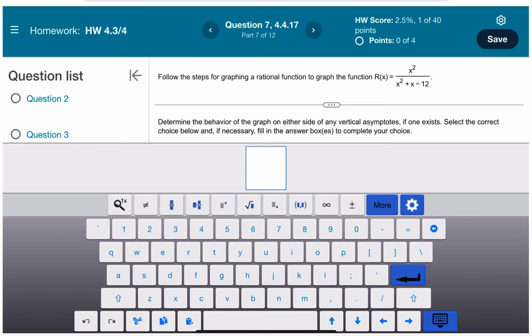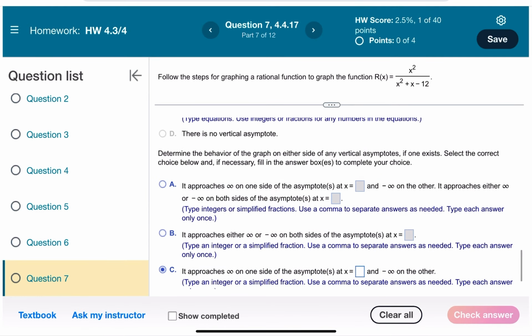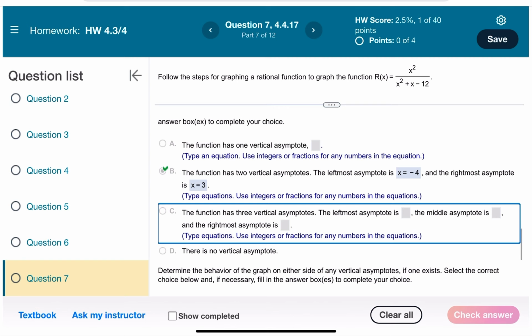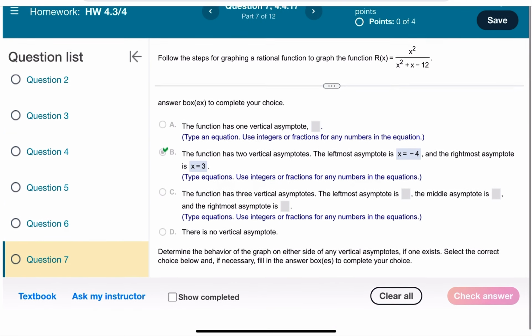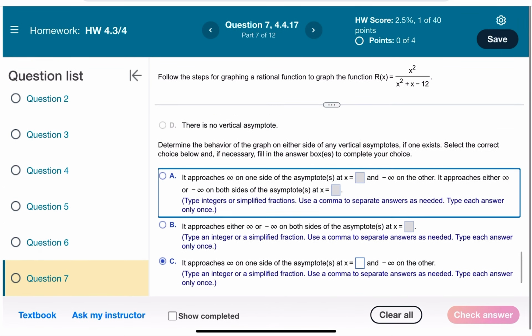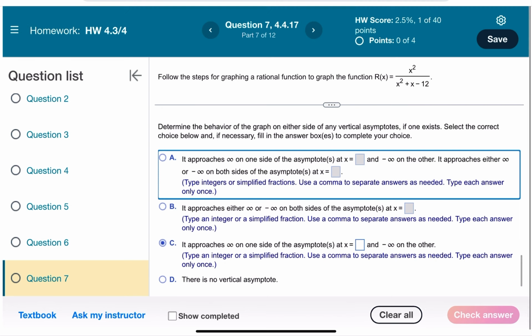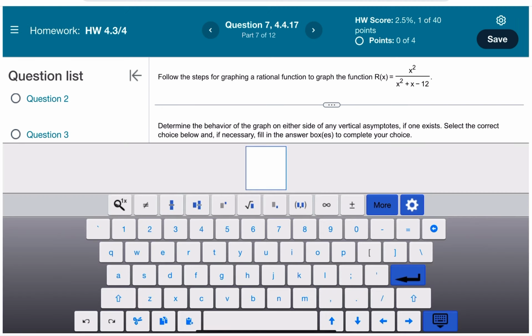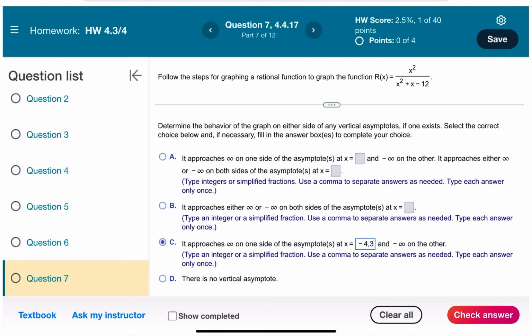And you already kind of did that. Let me see if I can go up. You're talking about the vertical asymptote, so you're really using these two values we had from the previous part. So -4 and 3. So -4 comma 3. Perfect. Should be it, I hope.